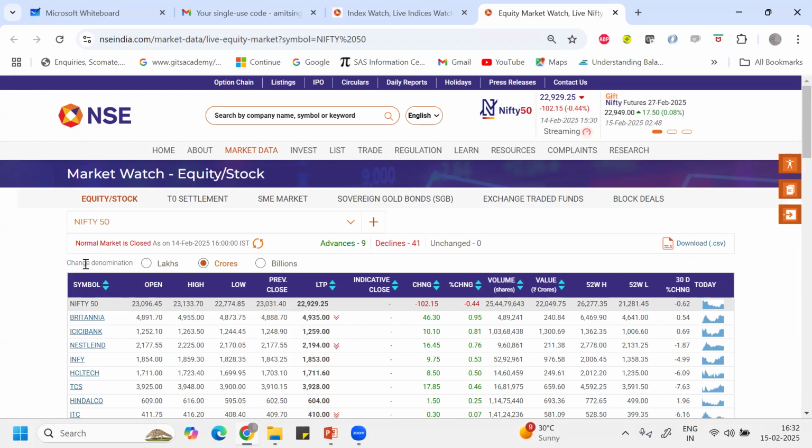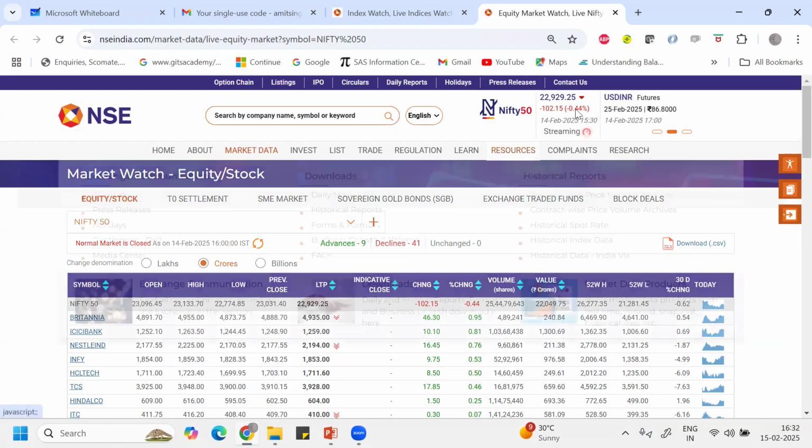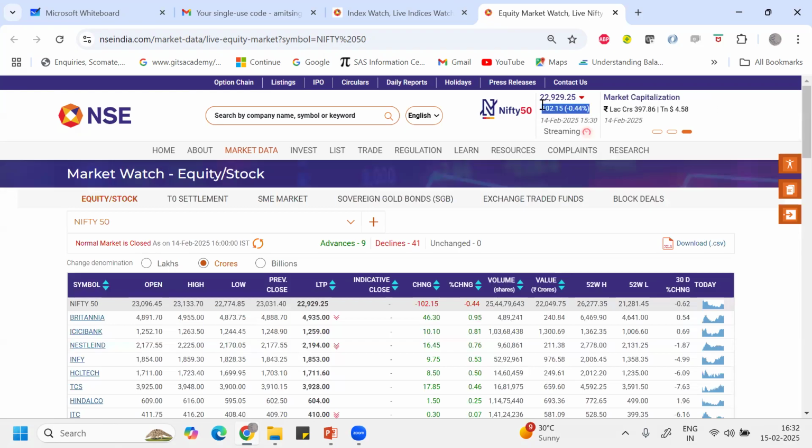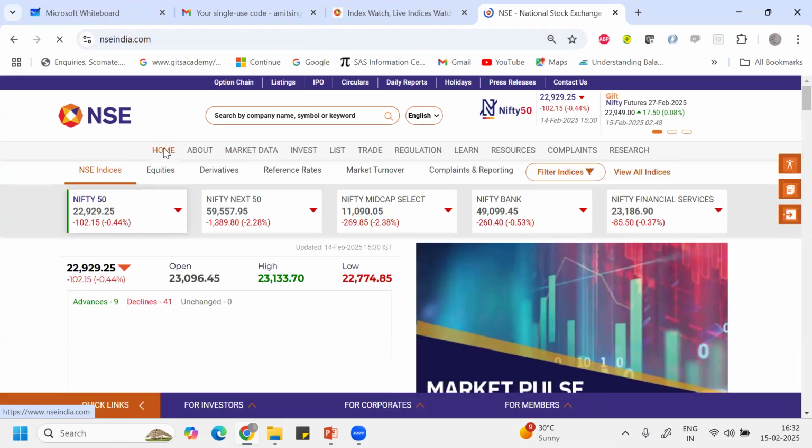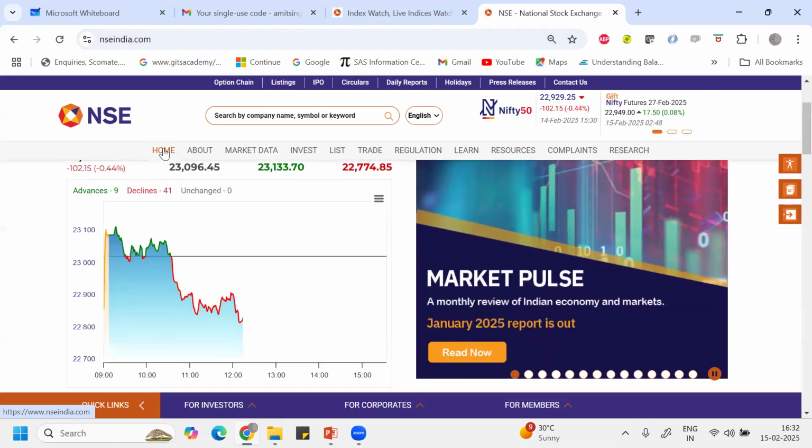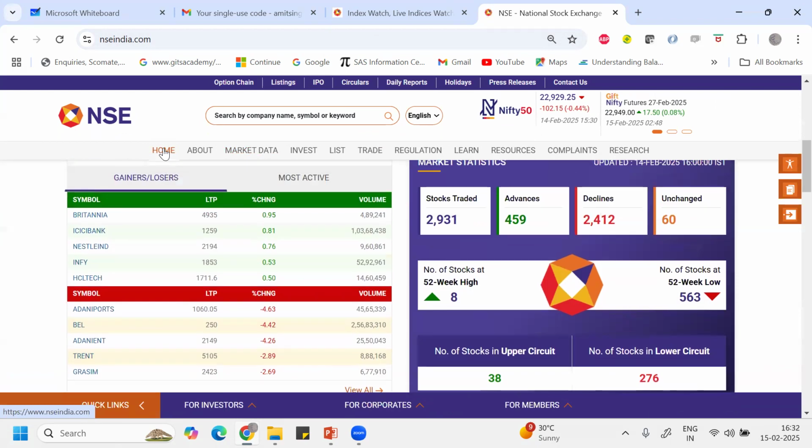Today the market has fallen by 0.44%, but it doesn't mean that my stock has also fallen by 0.44%. There can be stocks which actually went up even when the market went down. You can see many stocks which went up today, like ICICI Bank, Nestle, Infosys or TCS. Even though the market fell, these stocks went up.